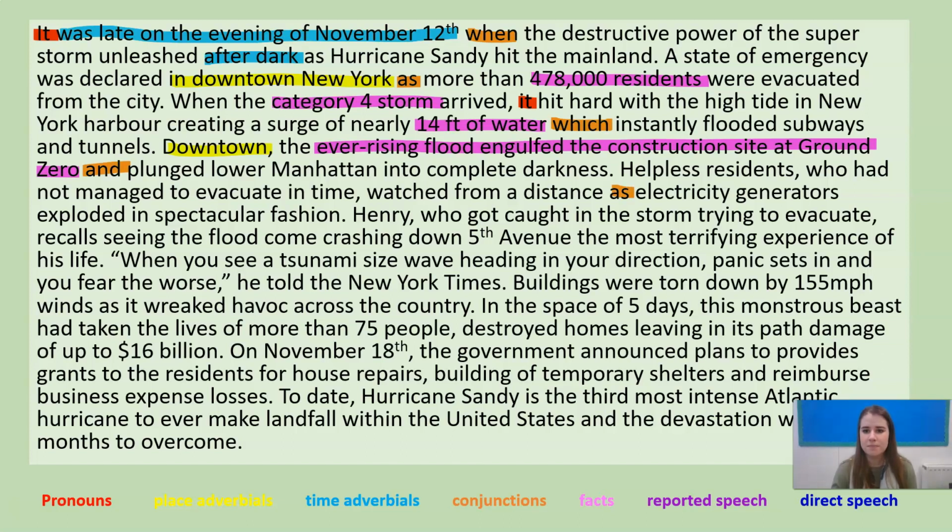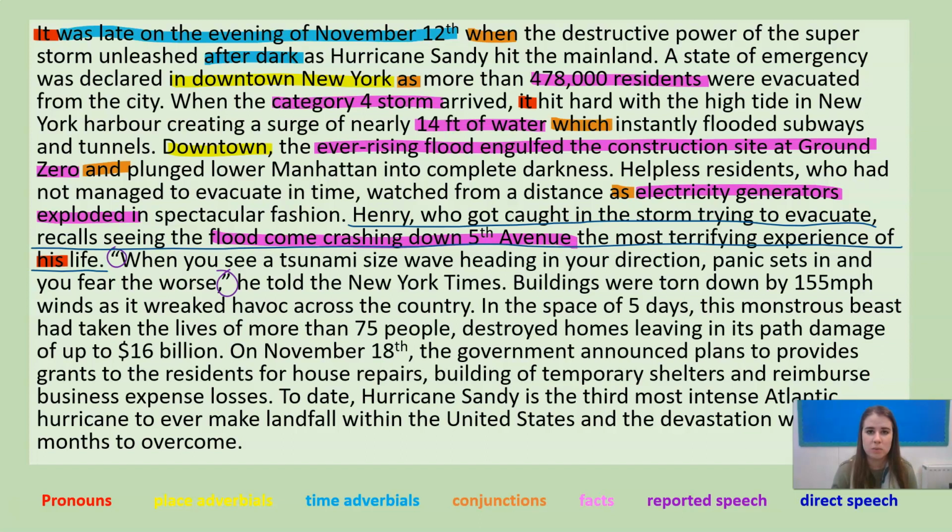Helpless residents who had not managed to evacuate in time watched from a distance as electricity generators exploded in spectacular fashion. So here I've added a conjunction to expand on that sentence. Henry, who got caught in the storm trying to evacuate. So in that little bit there, I've actually included an embedded clause. But this entire sentence here is my reported speech. So rather than saying the words that he said, I've reported it. And then I go into talking about having my additional facts and information, and I've got my pronouns.